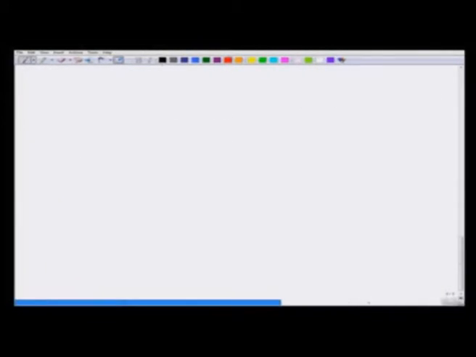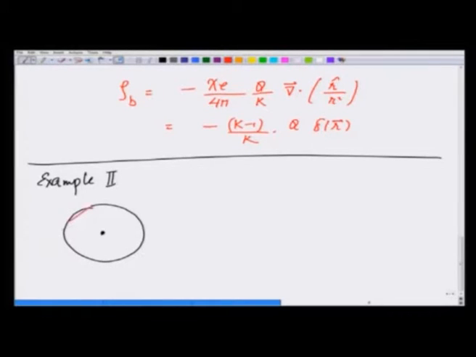To recall, rho bound comes out to be minus chi e over 4 pi, q over k, divergence of r over r square, which is nothing but minus chi e over k, which is minus (k minus 1) over k, times q delta of r. Precisely what we found earlier, but now we have seen it mathematically, in response to this charge. Now consider not an infinite dielectric, but a dielectric sphere of radius r.